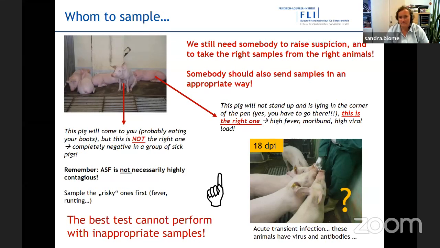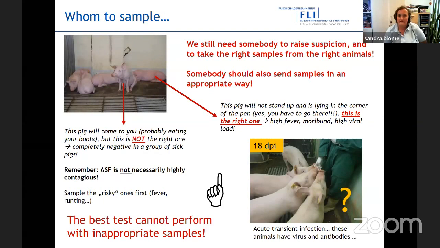Let's have a look at the first picture. So in the upper left corner, there is a group of pigs, 5 pigs. All have been inoculated, but only 4 are infected. If you see this animal sitting there in the middle, this pig will probably come to you eating your boots. It's easy to get a sample, but this animal is definitely not the right one to sample. At that time point, it was completely negative. And if you would have taken only this animal, you would have made the wrong diagnosis.